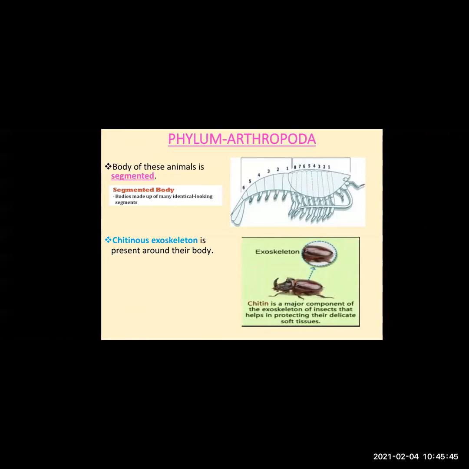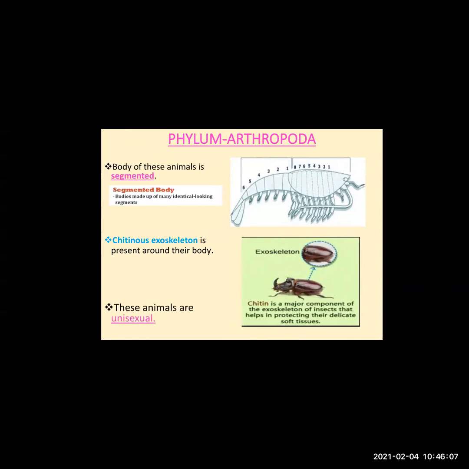It is the external skeleton. External skeleton is called exoskeleton, and it is chitinous. Chitinous is what? Chitin is a major component of the exoskeleton of insects that helps in protecting their delicate soft tissues.